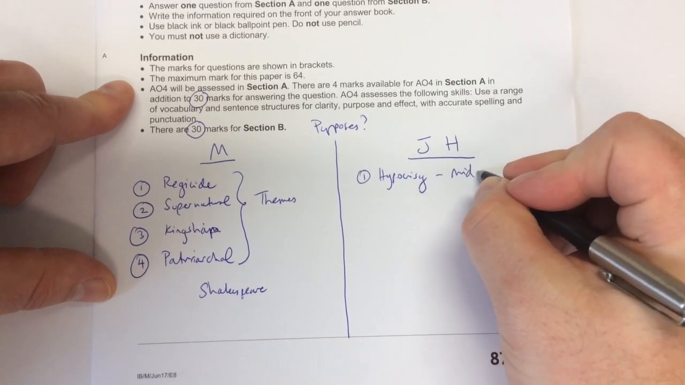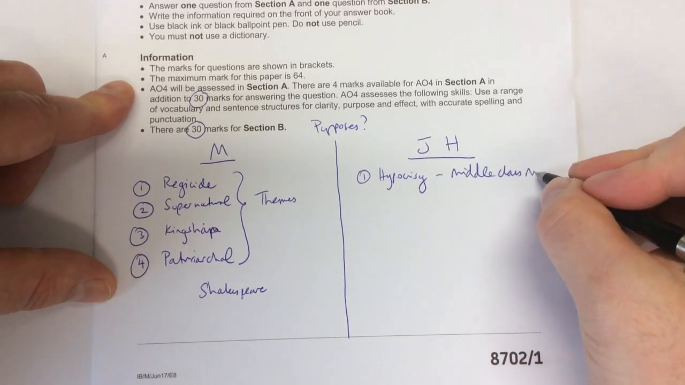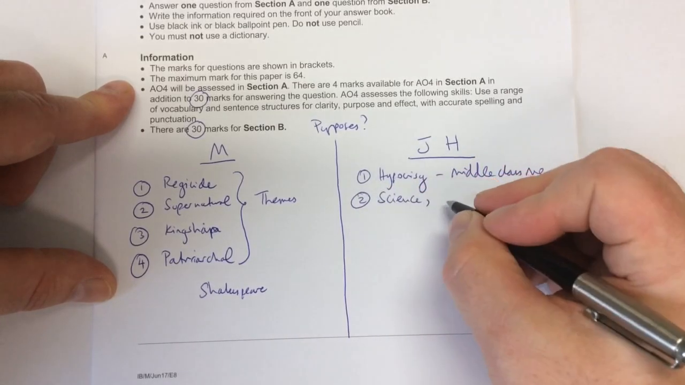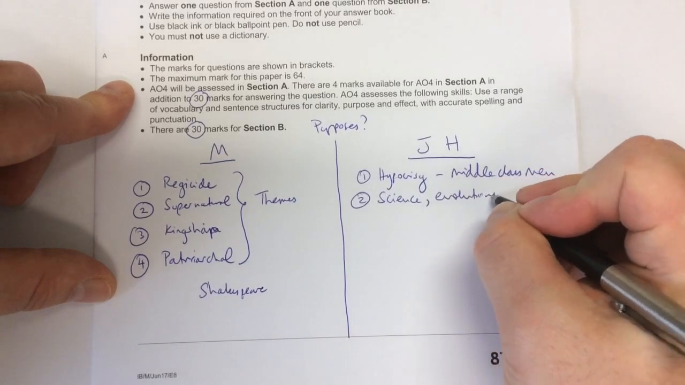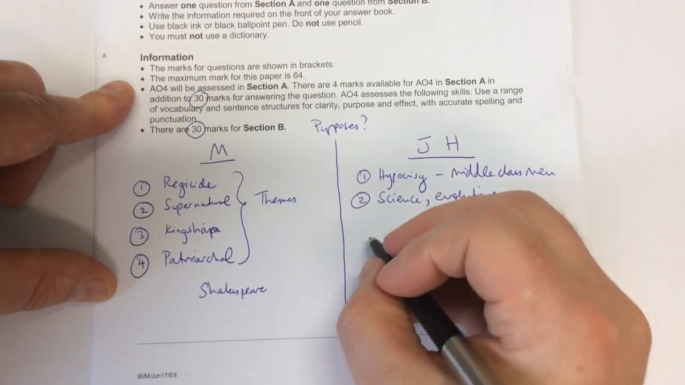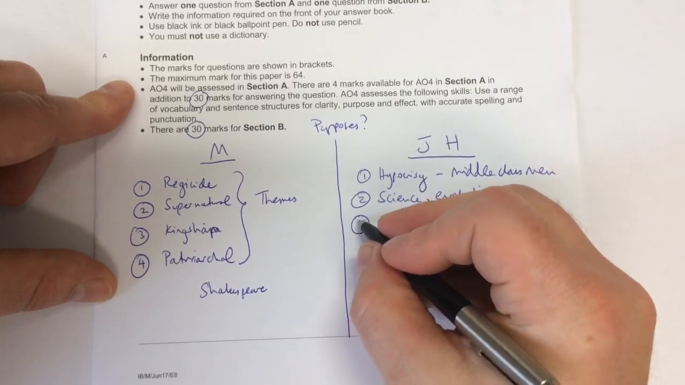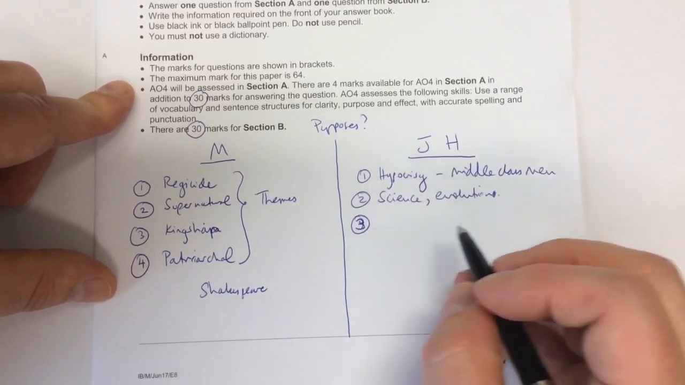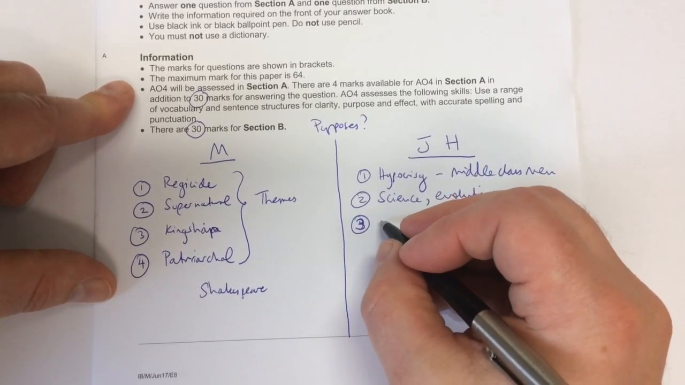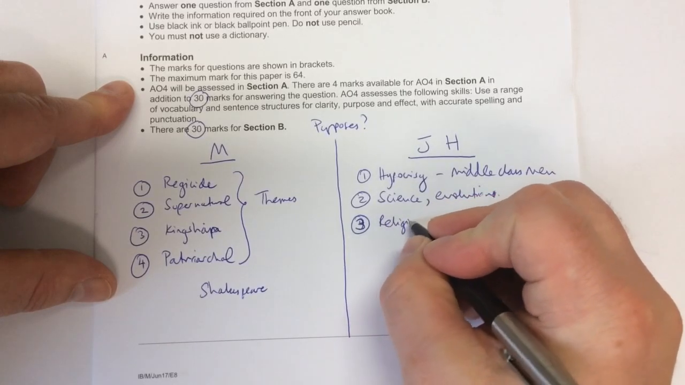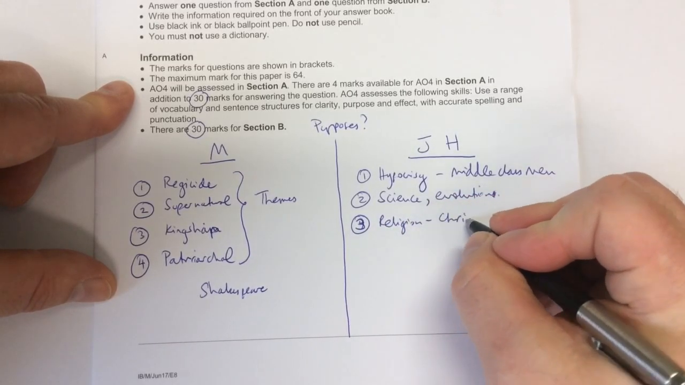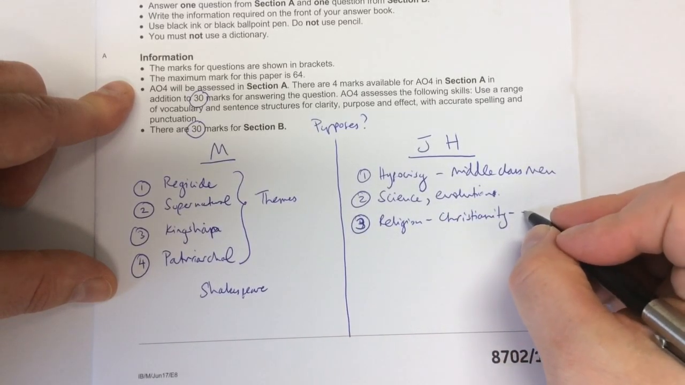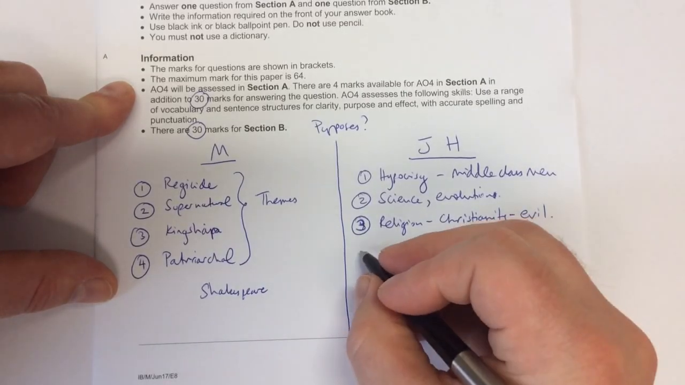Similarly, with Jekyll and Hyde, you know that you want to write about hypocrisy, and in particular the hypocrisy of middle-class men. Then you know that you want to write about the attitude to science and evolution. You might also know that you want to write about, why have I put number 4? You can see the exam stress is getting to me too, but I'm still calm. Number 3, I want to write about religion, which in this book is always Christianity, and I want to make sure that I'm writing about the idea of evil, what makes us truly evil.